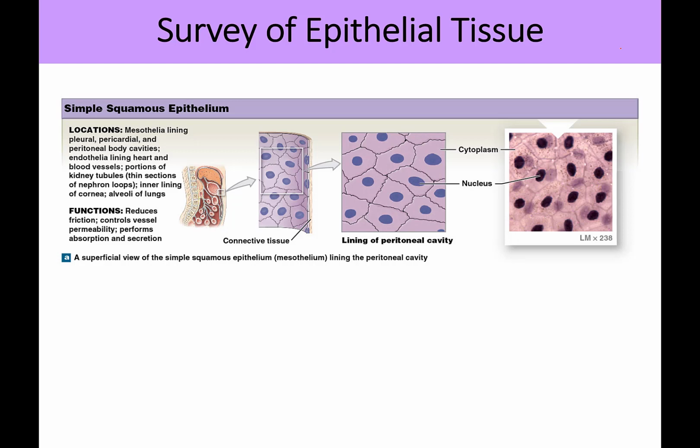You can find simple squamous epithelial tissues at other places as well. Things like the lining of your body cavities, those serous membranes that we talked about last time, the pericardial sac, all of those. Basically, the whole point is to allow things to come in and out quickly, controlling permeability kind of thing.